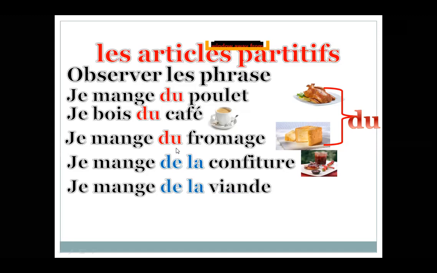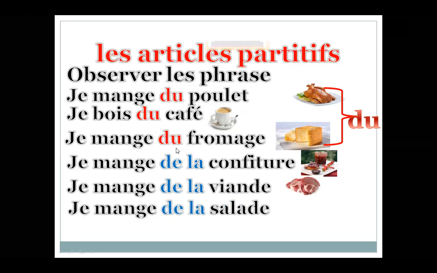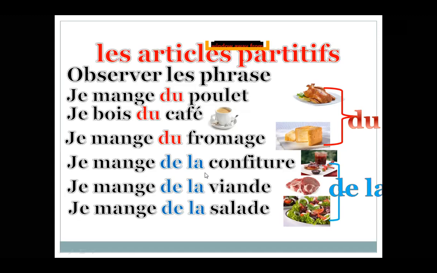Je mange de la viande. I eat meat. Je mange de la salade. I eat salad. Notice here in these 3 sentences that we are repeating the same article partitif, de la. So, in the first 3, we repeated du. In the last 3, we repeated de la.